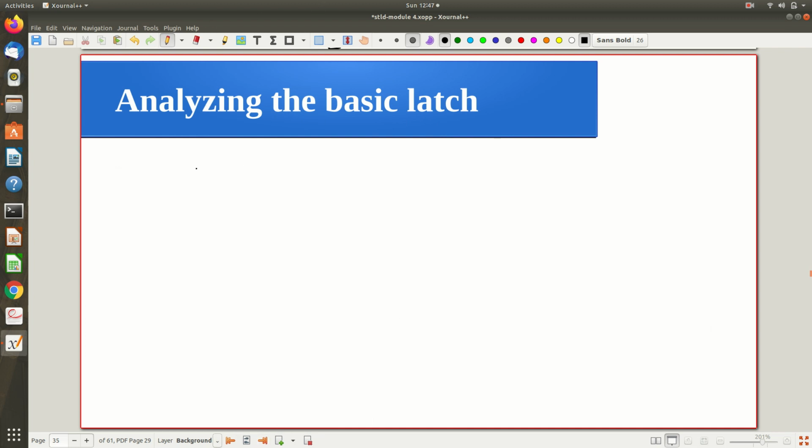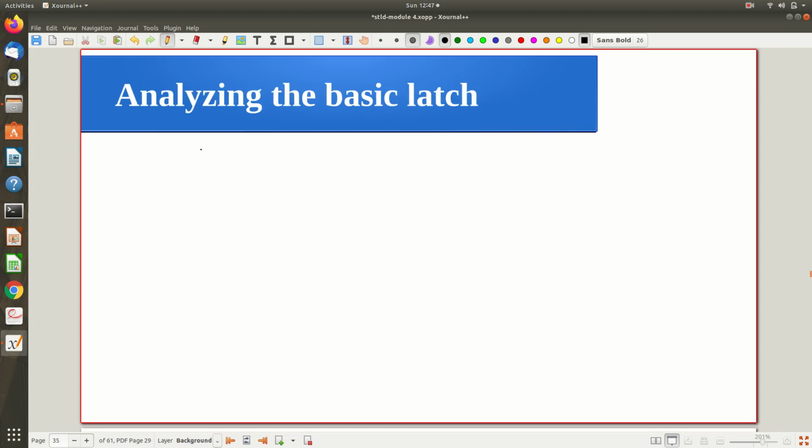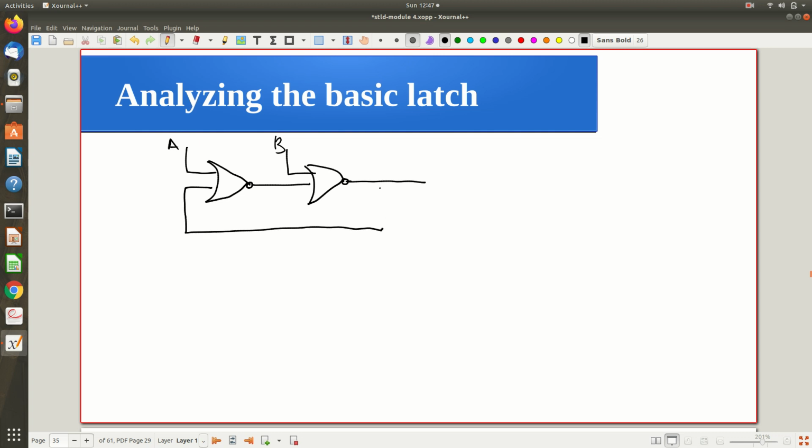See, the actual fourth case is the same circuit I am having, with this NOR gate and the second NOR gate, the first input, the second input, and the output, right? So this is the case right now. Let me show you. This is the circuit I am having. Okay, and this is the output of the circuit.